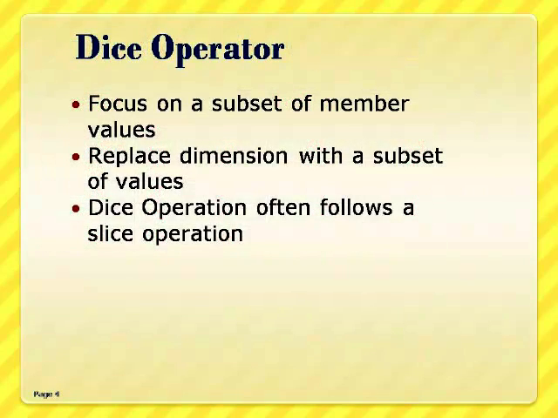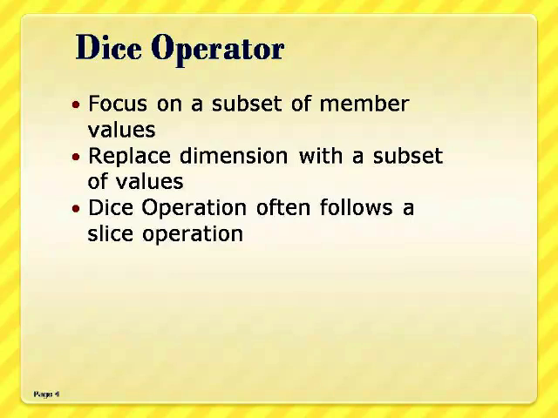Focus of dice operator is on a subset of member values. That means it replaces a dimension with a subset of values. For example, the sales in the location Kolkata on 1/1/2009 can be obtained by applying the dice operator on the location Kolkata and the time value as 1/1/2009, which gives a subset of values for a dimension.